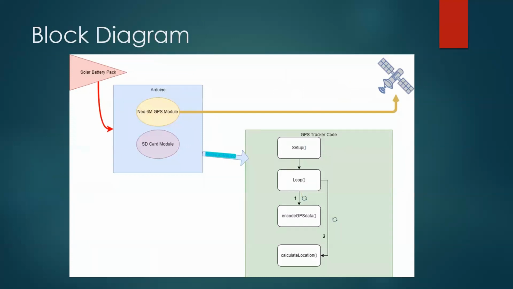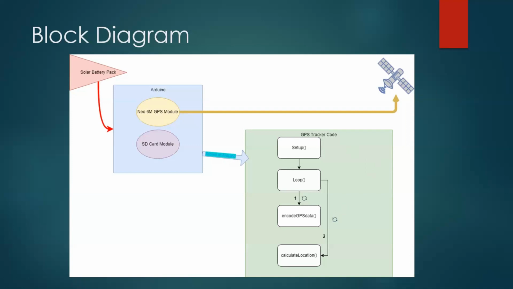And here's our block diagram with our GPS code inside. So we have the solar battery pack that connects to the Arduino that powers the GPS module and the SD card module. The GPS module connects to satellites that will get the GPS location, and that information is stored onto the SD card. The information or the code that's used to get this information is seen here.